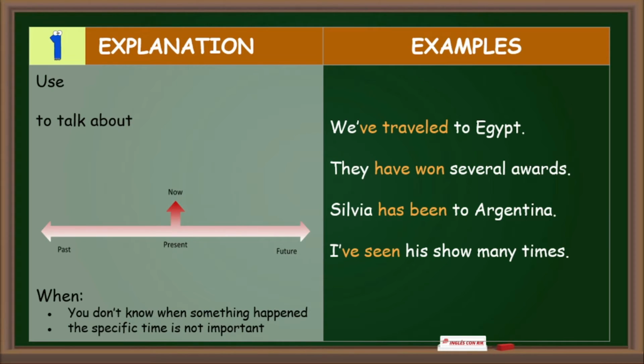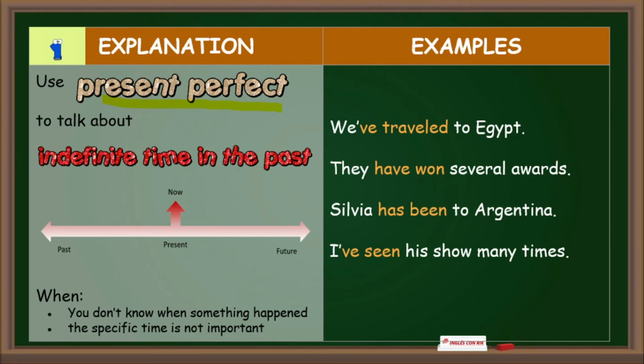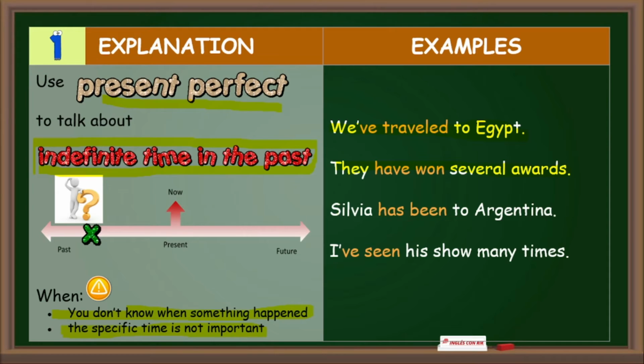Let's continue with grammar explanations. Number 1. Use the present perfect to talk about things that happened at an indefinite time in the past. You can use the present perfect when you don't know when something happened or when the specific time is not important. Examples: we've traveled to Egypt. They have won several awards. Sylvia has been to Argentina. I've seen his show many times.